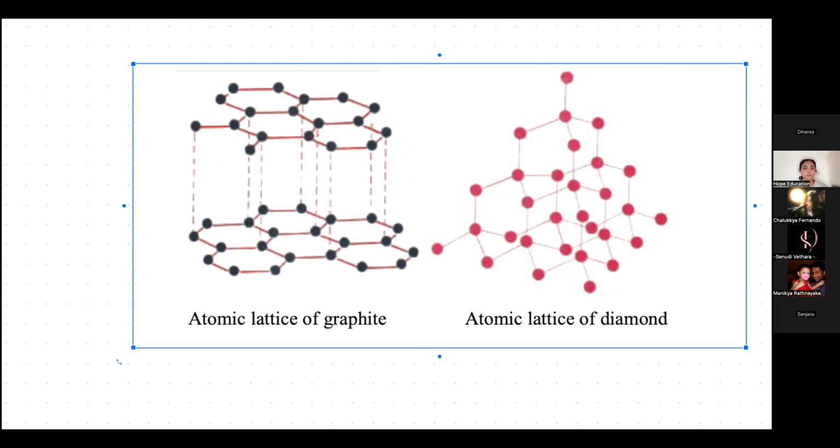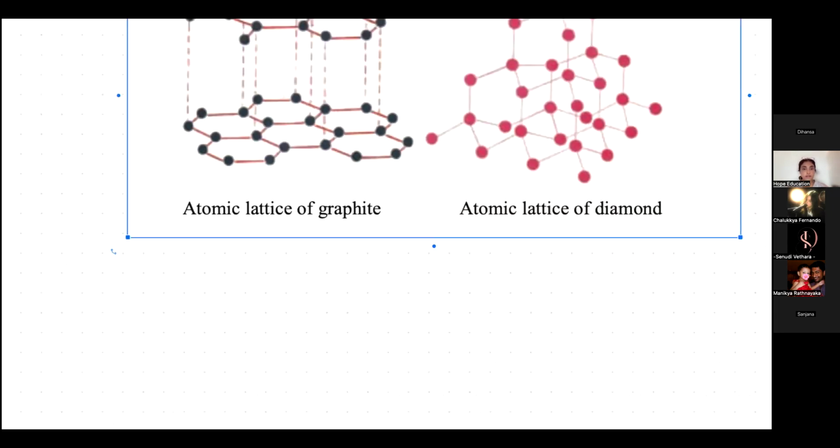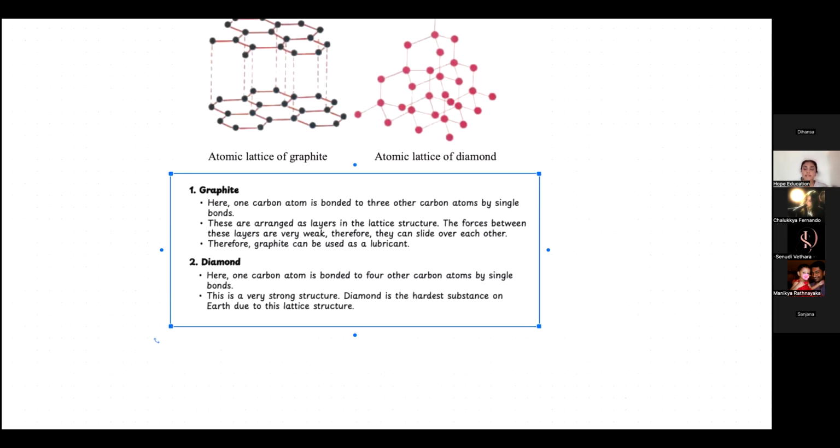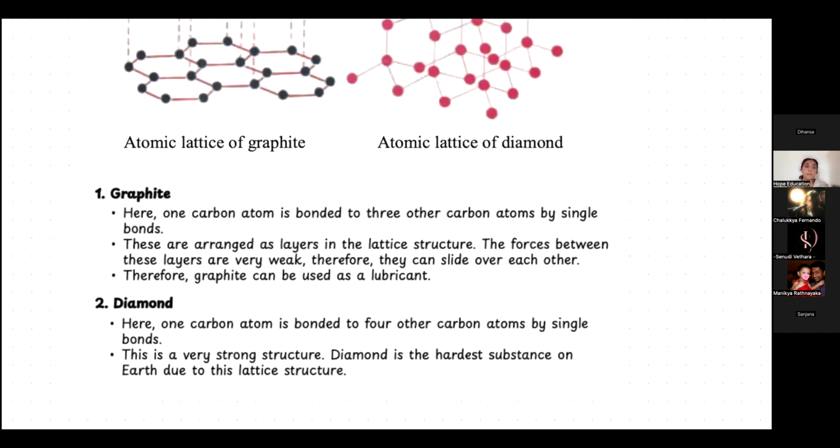Okay, great. So we wrote about graphite and diamond like this. I'll put a note I wrote onto our whiteboard. This is a note that we wrote. You don't have to write this again. This is something we wrote last week. Okay, graphite. Here, one carbon atom is bonded to 3 other carbon atoms by single bonds, right? So, this is a picture of graphite.